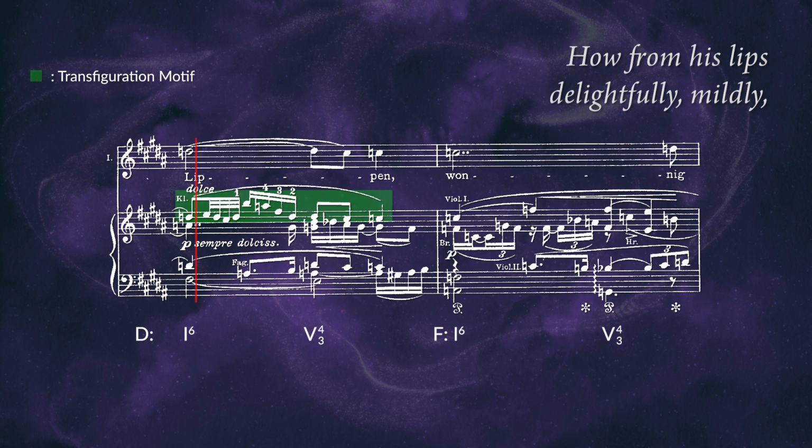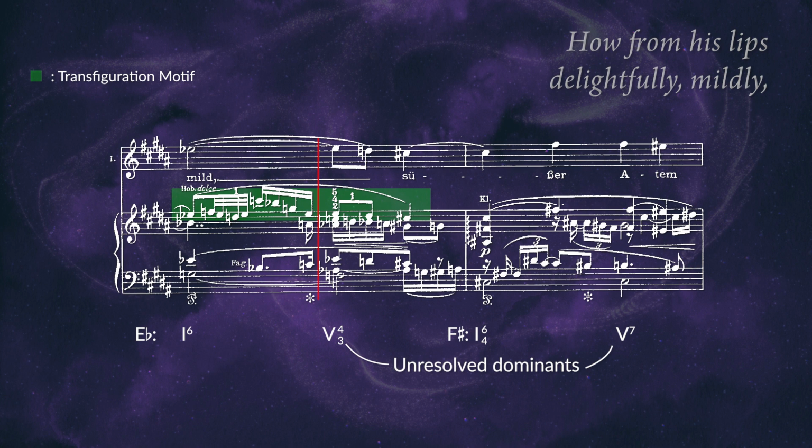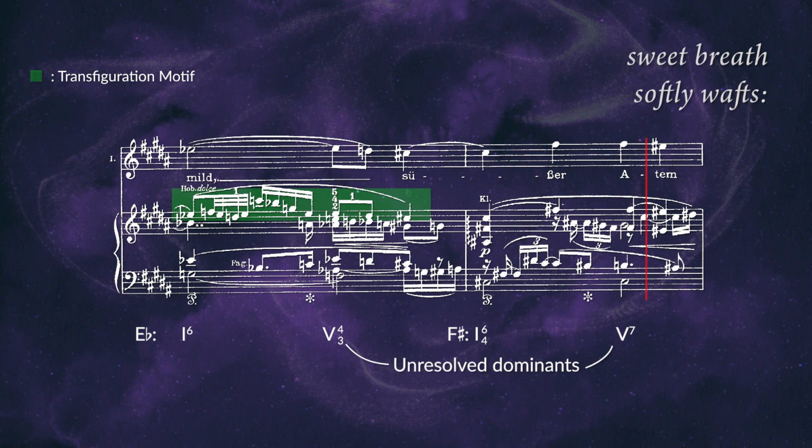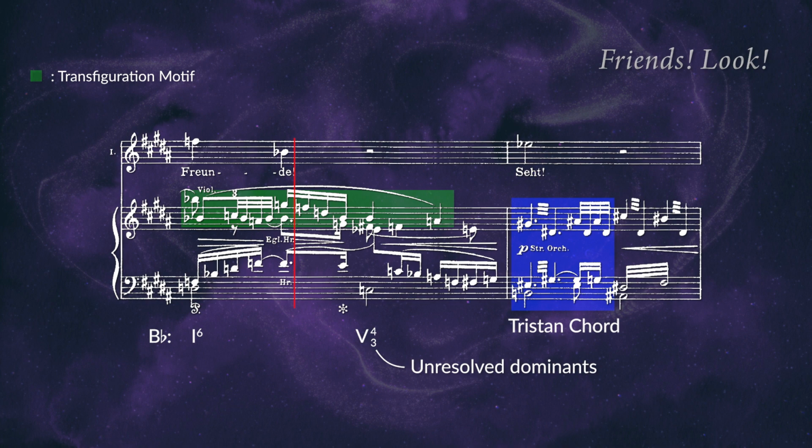A transfiguration motif appears in the woodwinds, and is later adopted by Isolde in her psalm text, symbolizing her gradual transfiguration as she sings through this aria. The lack of resolutions and the densely packed motifs in such a massive piece of work is extremely demanding for the audience, since they are constantly presented with music that goes against their expectations of tonal music.